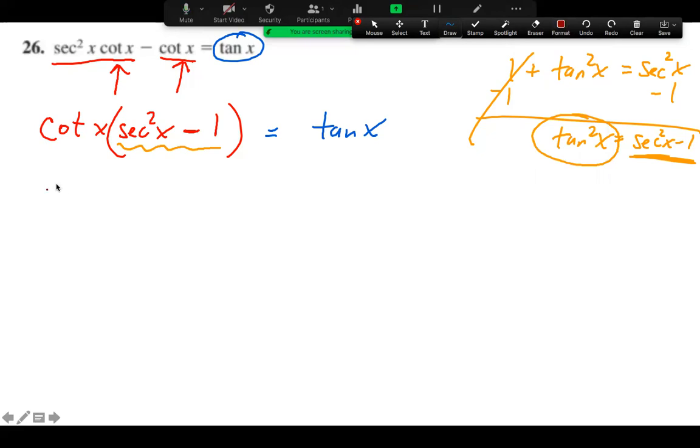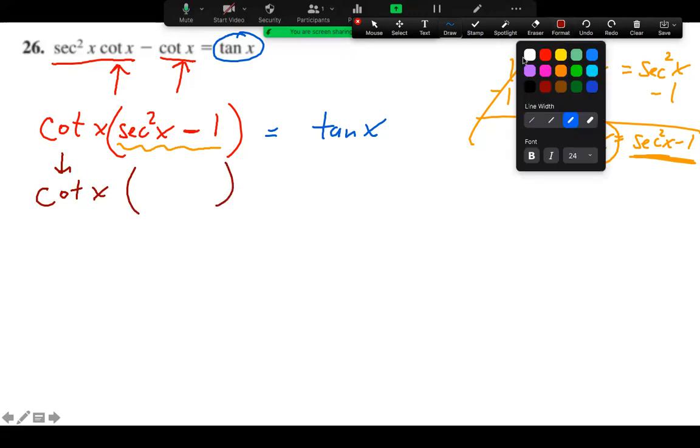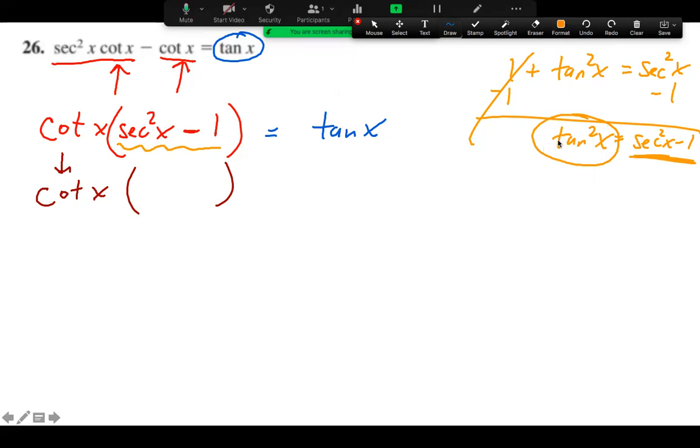So I'm going to rewrite, bring down my cotangent x, and I'm going to replace the expression secant squared x minus 1 with an alternative here, which is tangent squared x. And again, I can do that due to the Pythagorean identity. And that has to ultimately end up equaling and looking like tangent of x, plain tan x.